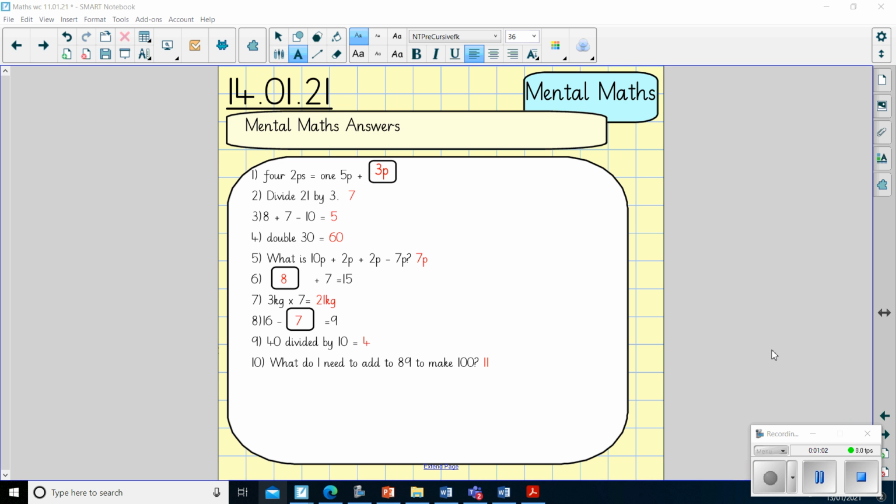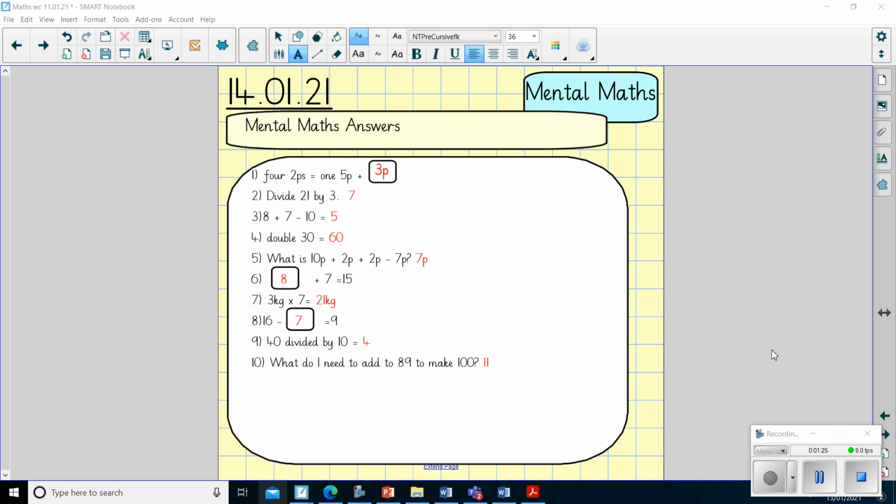Number 3, 8 add 7 take away 10 equals 5. So your 8 add 7 would give you 15. Take away your 10 equals 5. Question 4, double 30 equals 60. So you could use your knowledge of double 3 to help you.